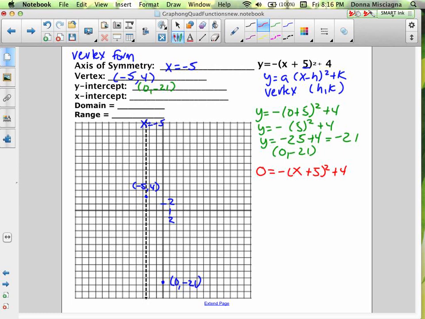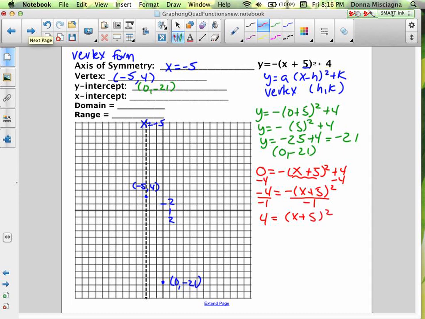All right, so now we want to isolate our something squared. This is our square term. That's our something squared. So now let's subtract 4 from both sides. We have negative 4 equals negative x plus 5 squared. Our something squared is not isolated yet. We've got to divide everything by negative 1. So now we have 4 equals x plus 5 squared. Now our something squared is isolated.